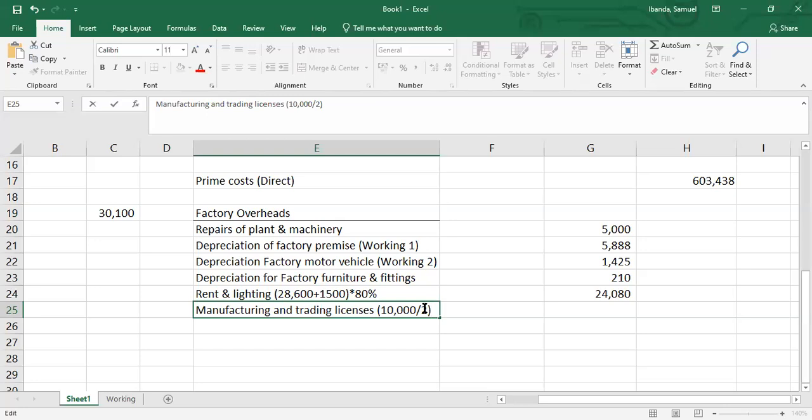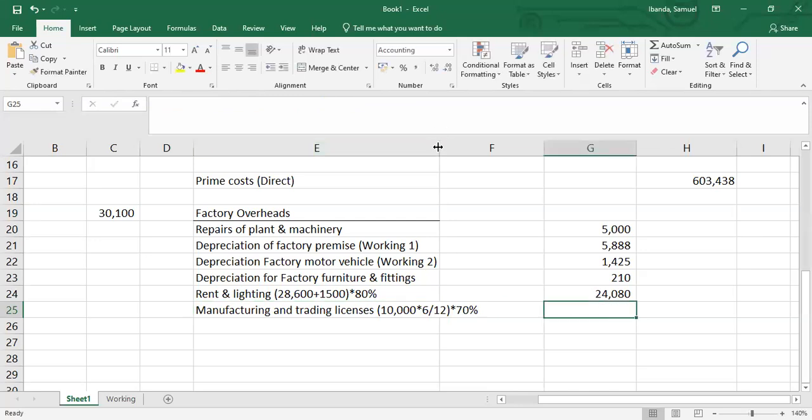Or what you can basically do to even show the examiner much more is multiply it by 6 out of 12, so that the examiner knows exactly what you're doing. 6 months for the year. And then next you're going to multiply this by 70%, because 70% of what you have gotten for this year relates to basically factory.